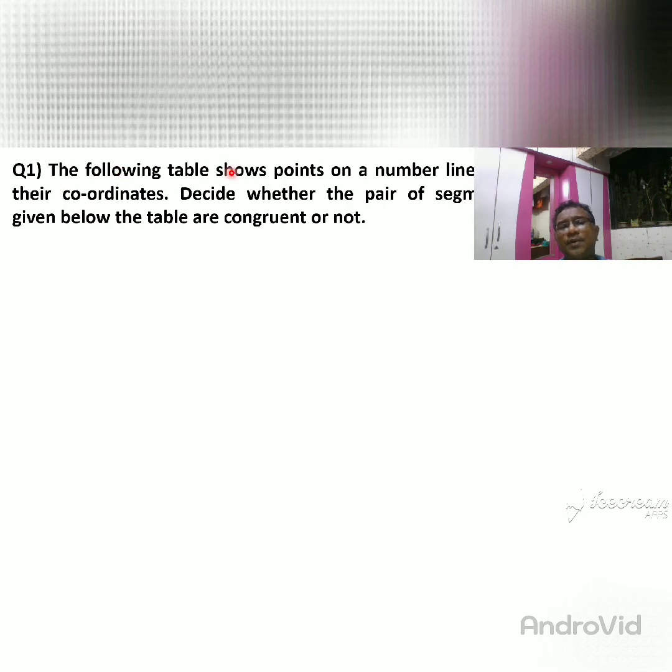The following tables show points on a number line, along with their coordinates. Decide whether the pair of segments given below the table are congruent or not. So you want to find out whether the segments are congruent or not congruent.